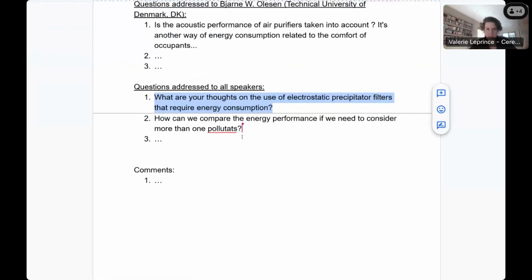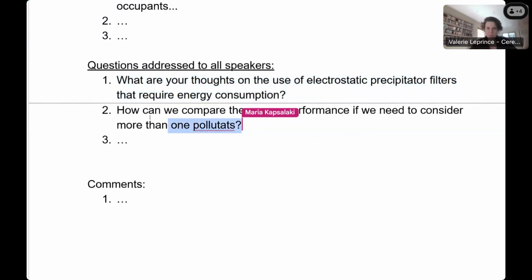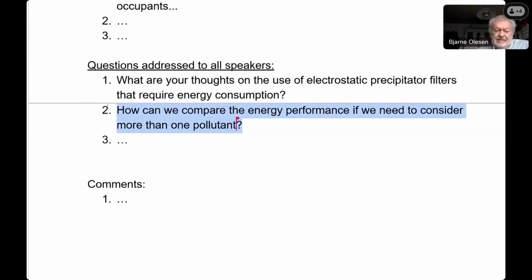How can we compare the energy performance if we need to consider more than one pollutant? Well, you have noticed that the way we establish the clean air delivery rate, we are using the total exposure of people, both from building sources, emission from building materials, and also emission from people. So this is taken into account.